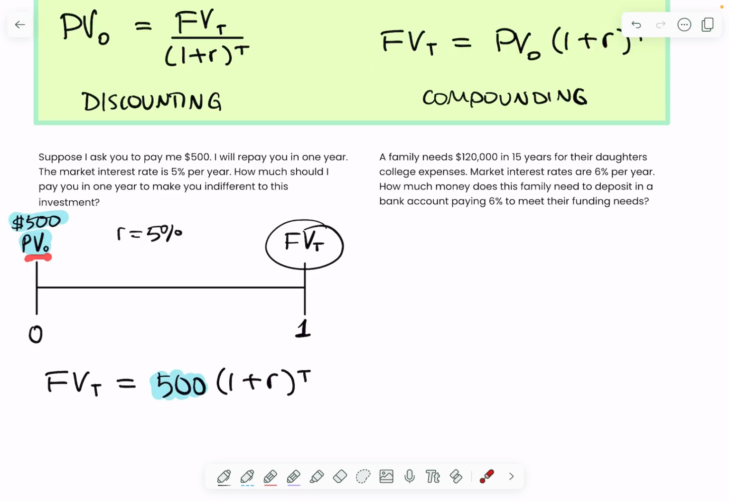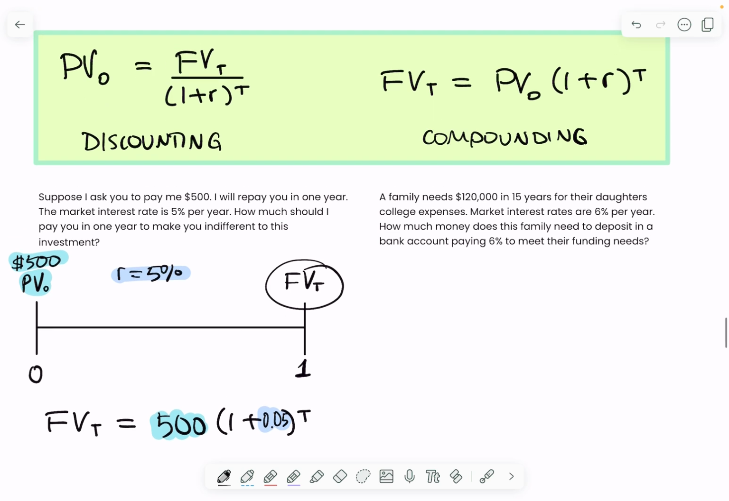So present value of money at time 0, so today, is $500. The rate is 5%, but in decimals it's 0.05. You will have a calculator if you're not good at conversion. You can always just divide by 100 to get 0.05 or whatever decimal it is. And then time is 1 year. So we want $500 with an interest rate of 5% in 1 year. That is how much this is worth in the future.